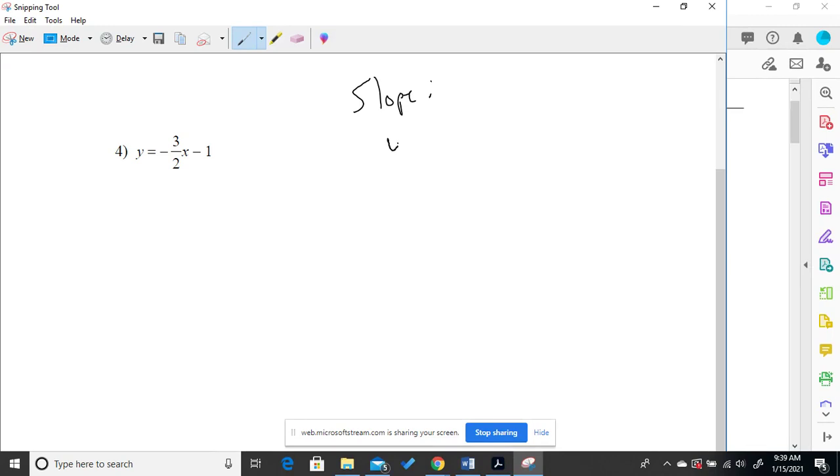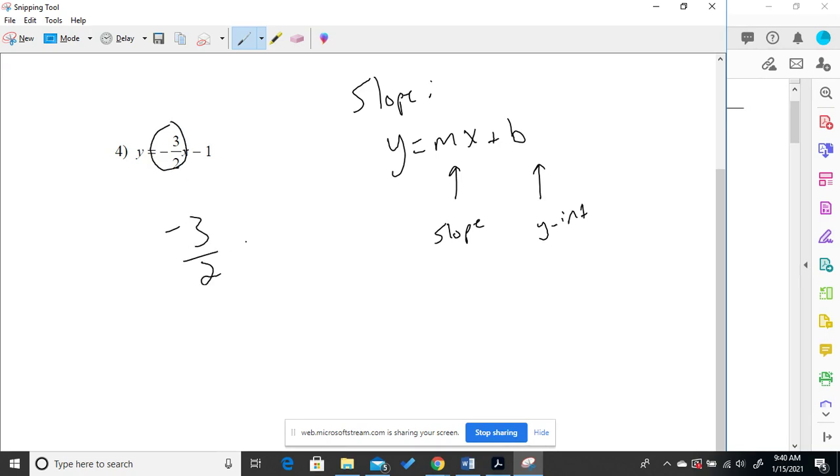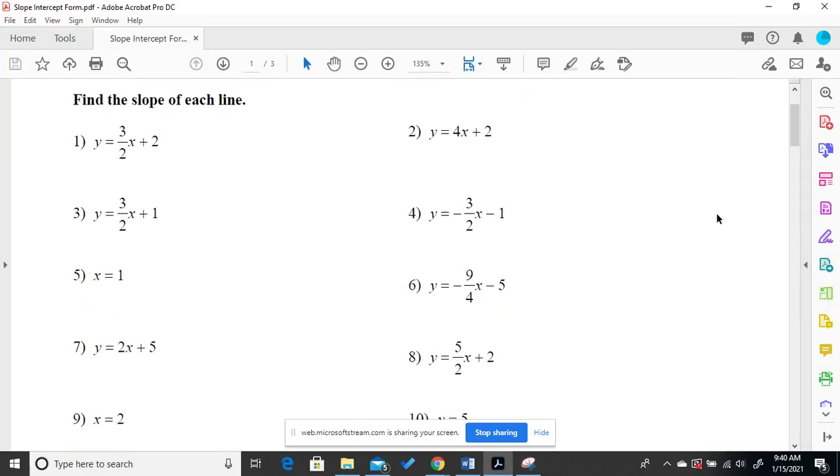First, always remember your slope-intercept form. Y equals mx plus b. I want you to be able to say that in your sleep. And we know that m is our slope and b is our y-intercept. So we want to figure out what our slope is. It's going to be whatever's in front of the x. So what do we have in front of the x right here? A -3/2 equals m. So our slope is just -3/2. Pretty simple on those. Let's see what else.